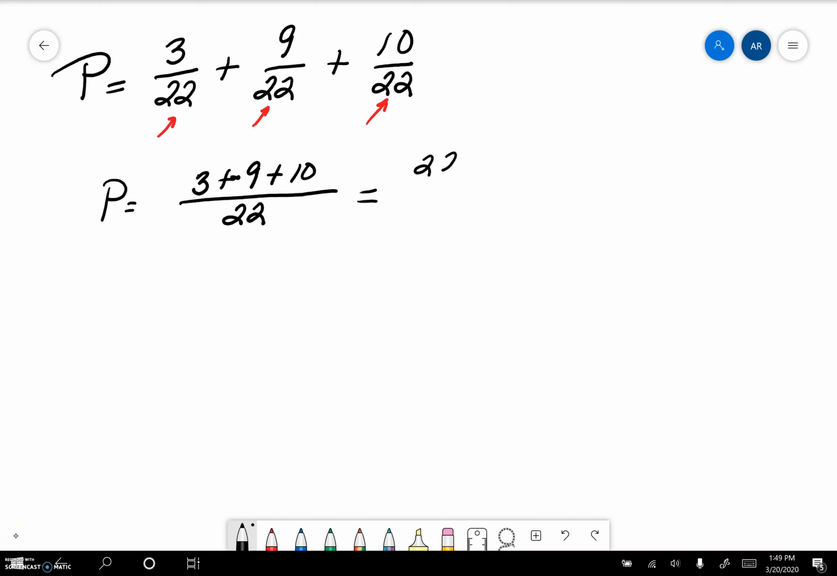When I do that, we end up with 22 on top and 22 on the bottom. And we know when the numbers are the same on the top and the bottom, that is just equal to 1. And it was in inches, so our perimeter is 1 inch. Now I'm going to stop here and start a part 2 to finish working on these problems.